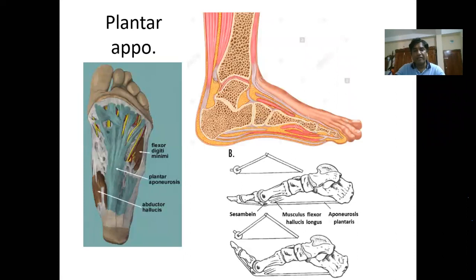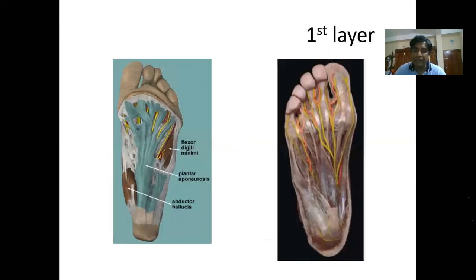If you see the plantar fascia, it spans from the calcaneum to the toes in a fan-shaped manner. And you see that the plantar fascia is the most superficial part in the sole of the foot, and it acts as a bowstring. And what is just under the plantar fascia?